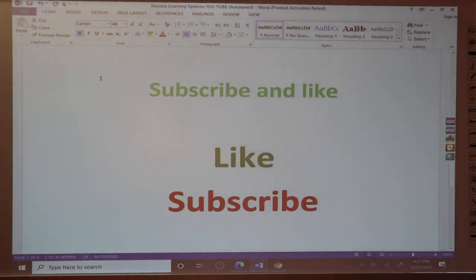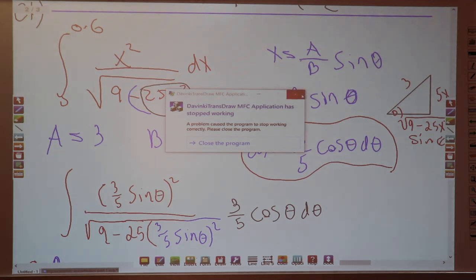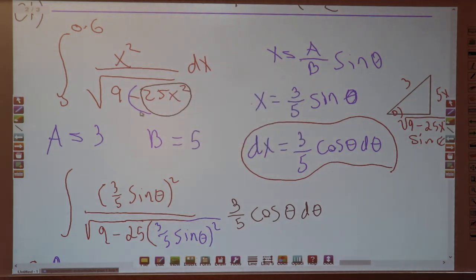And let us start. I'm going to go back to the last problem I did last time, which is this problem. Just review it quick. Look here. Integration from 0 to 0.6 of x squared over 9 minus 25x squared.